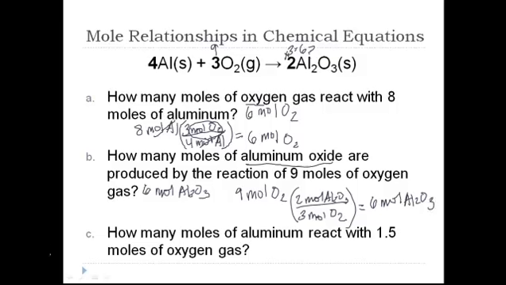Great. One more. How many moles of aluminum react with 1.5 moles of oxygen gas? So if you look up here in the balanced equation, 1.5 moles of oxygen gas is exactly half of the coefficient. So we divided by 2. So we're going to do the same thing for the thing they ask us about. So they're asking us about aluminum. We're going to divide 4 by 2, and that gives us 2 moles of aluminum. Or you can do the work like we did above.